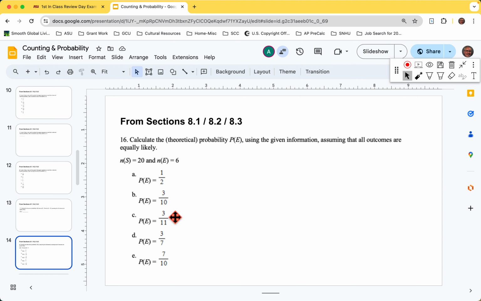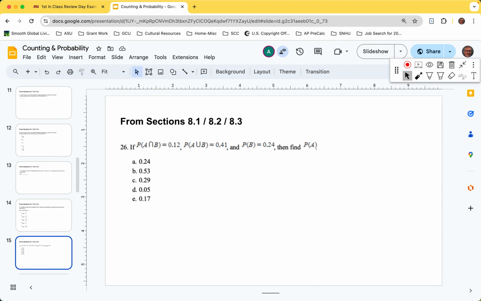Okay, so what I want to do is get to at least a couple of the marble ones. This is using that formula. If you know the intersection and the union, you can find the other ones. So those are there. And again, we've done a few of these. We can maybe come back to it, but practice with these, okay, and you'll get your answers.